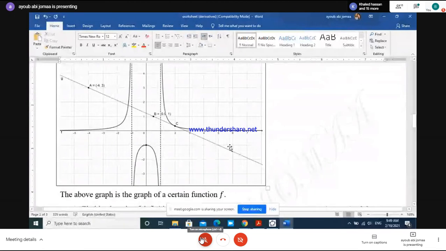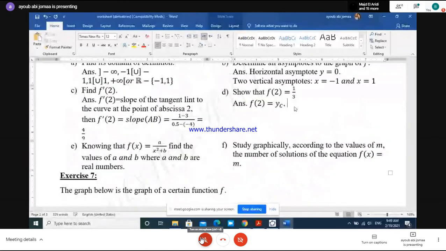But again to repeat, C belongs to line AB, then you can find the equation of line AB and replace x by 2 to find y of C. Or you can say the slope of BC is the slope of AB, then simply you can find y of C. I will write it here. Point C, or the slope of line BC, is equal to the slope of line AB.